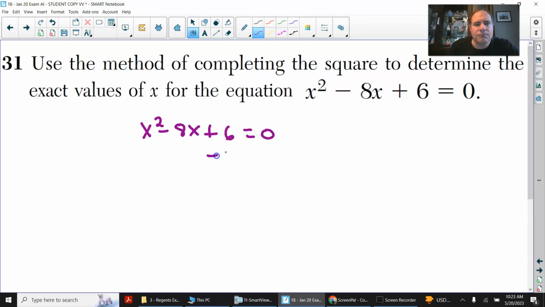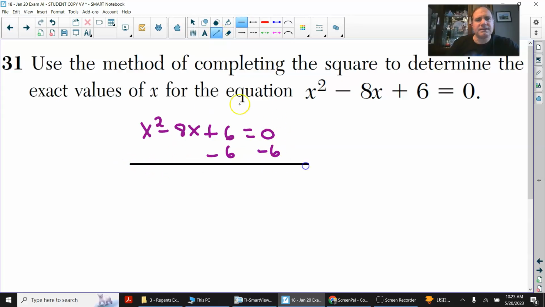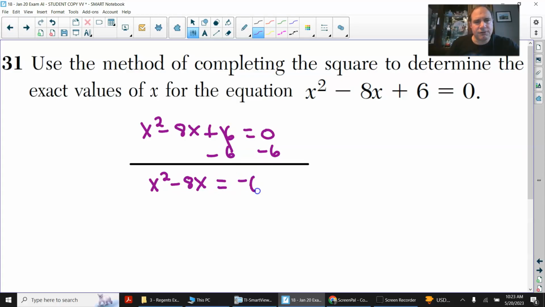All right, and you must subtract 6 to get the c over to the other side of that equation. So it's not supposed to be equal to 0. And so that's the way it would be. So completing the square says that you take b, which is 8, and you divide it by 2.